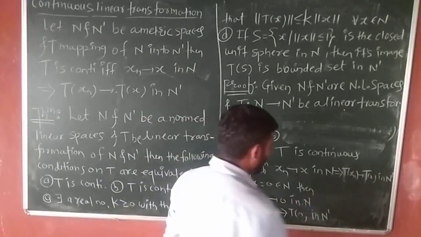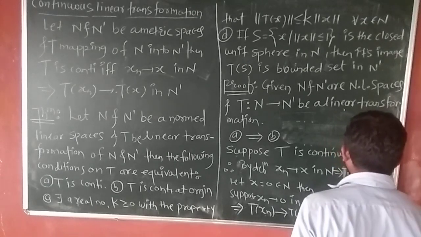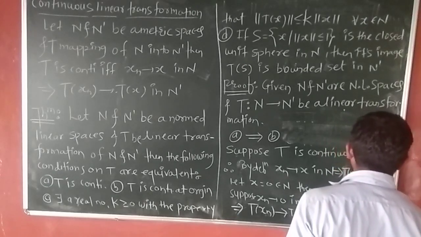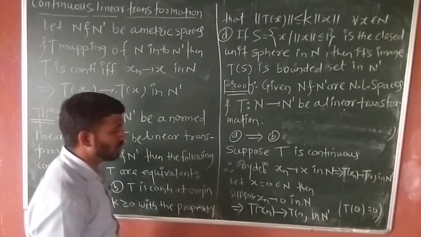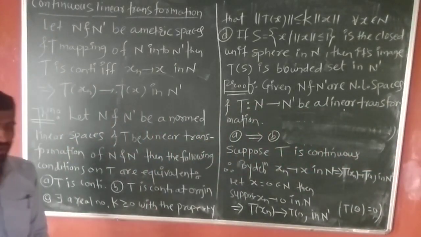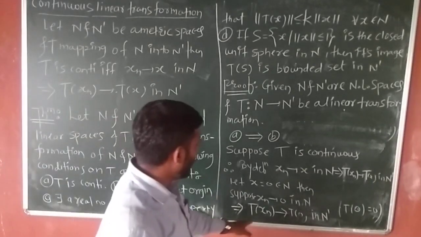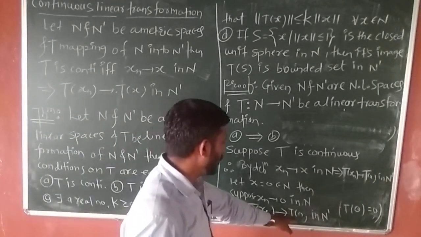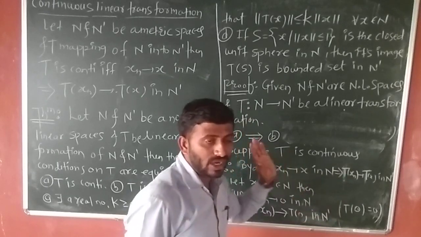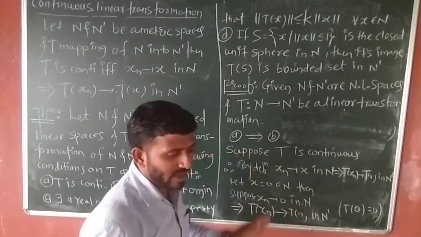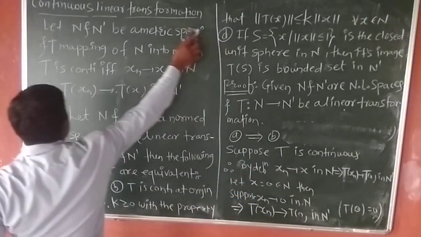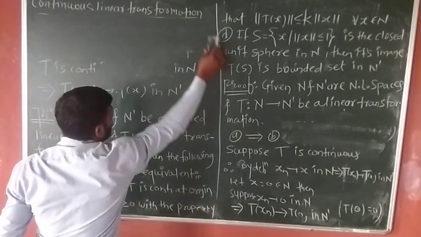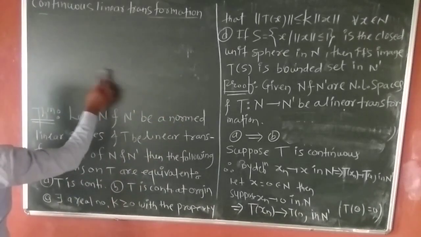But we know that T of 0 is equal to 0, because T is a linear transformation. So indirectly, T of x_n tends to 0 in N dash. That means T is continuous at origin.